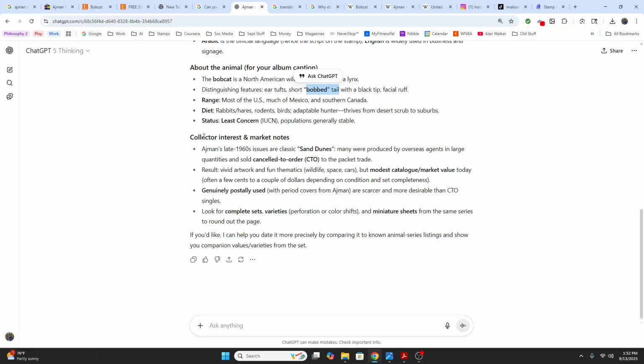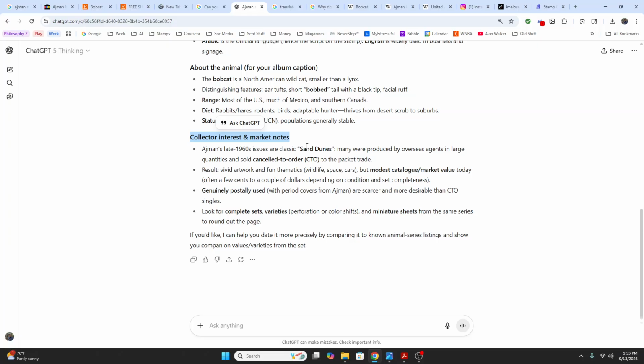And I want to explain something about collector interest and market notes. There's something called Cinderella stamps and also something called sand dunes. And I just want to explain that it is very common in the past for countries to have stamps created and they are immediately canceled. And then they're sent out to collectors around the world, like you and me. And you might wonder, why in the world would people do this?